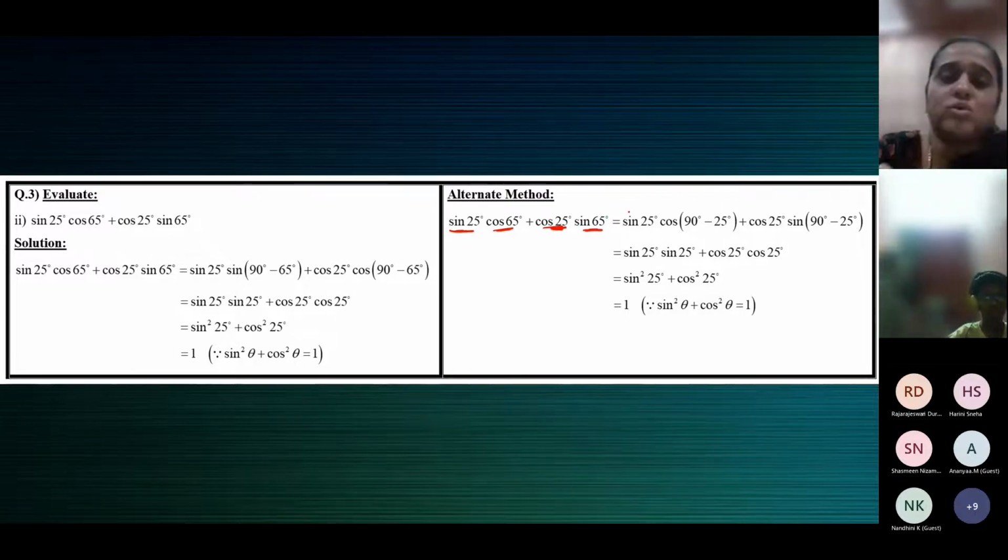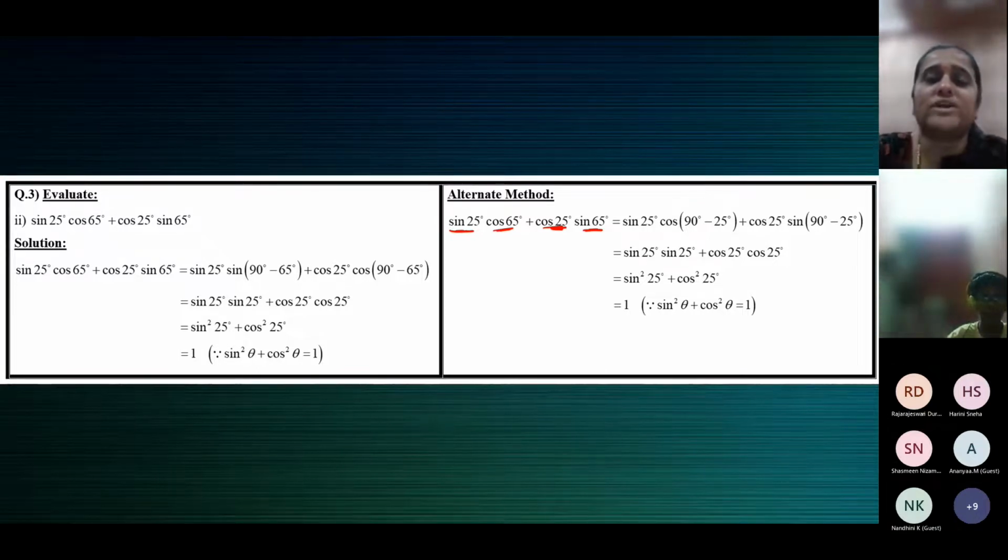See, children, you can also do this like cos square 65 plus sin square 65, depending on what you change. See, there are two angles here, 25 degrees and 65 degrees. Either you can make the expression look like sin square 25 plus cos square 25, or you can make it look like sin square 65 plus cos square 65.